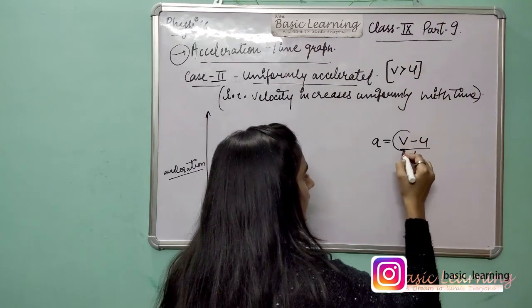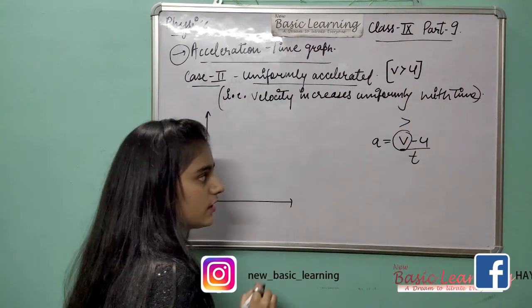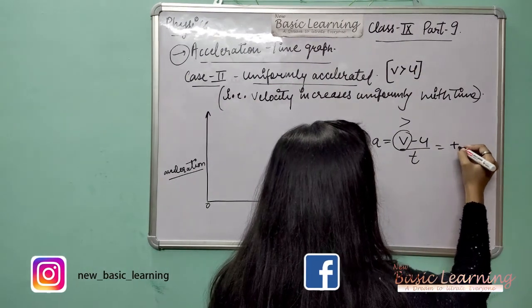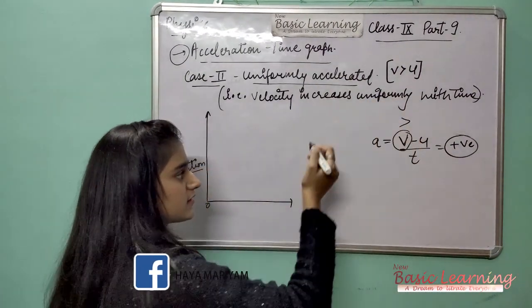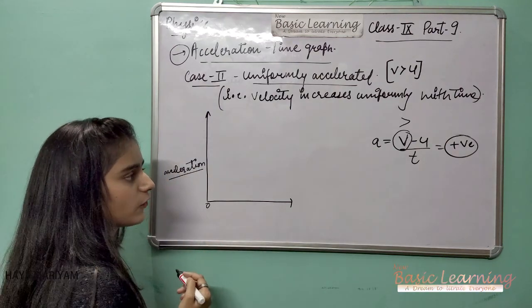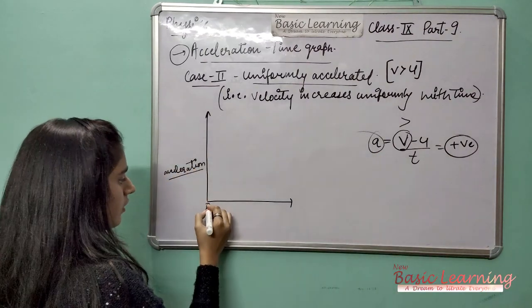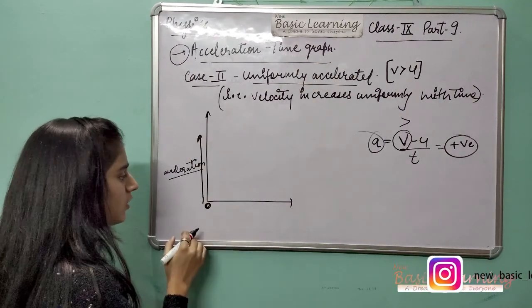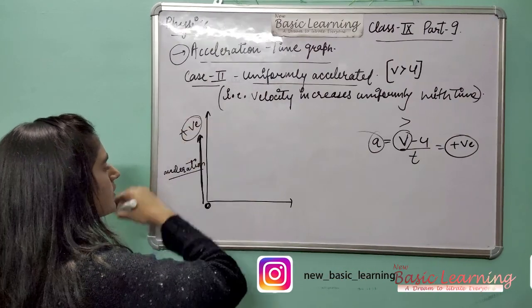So here, when the final velocity is greater than the initial velocity, we will get positive acceleration. Okay, that's the fact. We will get positive acceleration when the final velocity is greater than the initial velocity. So for this, the graph will be... first of all, let's see where positive acceleration will be: above the origin. पॉजिटिव एक्सेलरेशन आपको कहाँ मिलेगी? ओरिजिन से ऊपर आपको पॉजिटिव एक्सेलरेशन मिलता है.